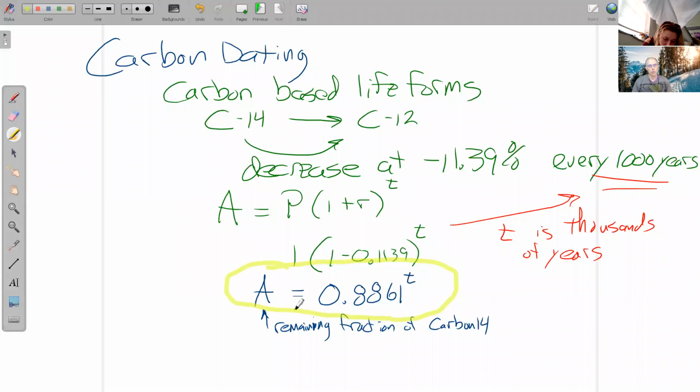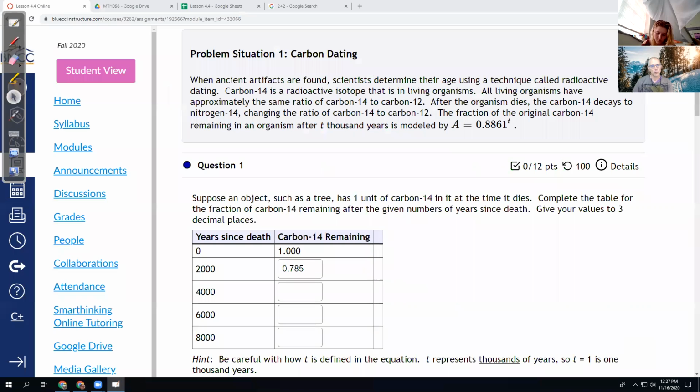So we have our formula for carbon dating, and we just have to be careful that T is thousands of years. So if 2,000 years have gone by, T equals 2. I'm going to drop this into a spreadsheet. We want 2,000, 4,000, 6,000, and 8,000 years later.